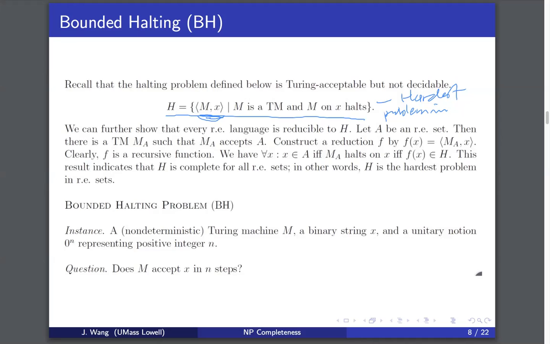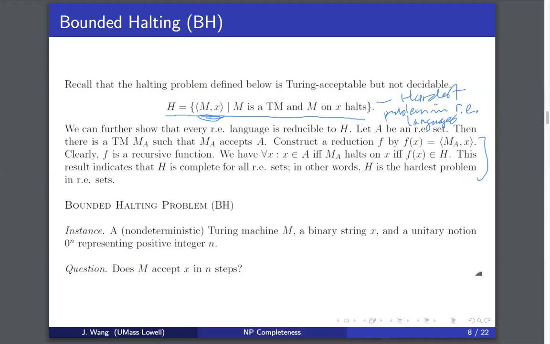So it is the hardest problem in, well, Turing acceptable languages, which are also called recursively enumerable. So let me just use RE languages, recursively enumerable. Okay, so it is the hardest. That means that any recursively enumerable language can be reduced to this halting problem. Hence it is the hardest. Okay, so the proof is straightforward.